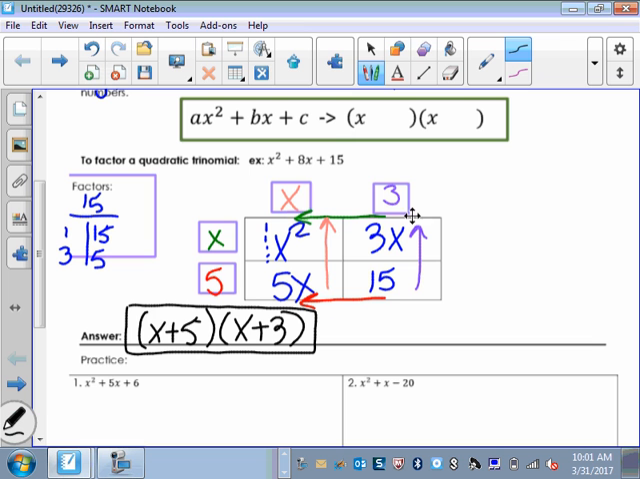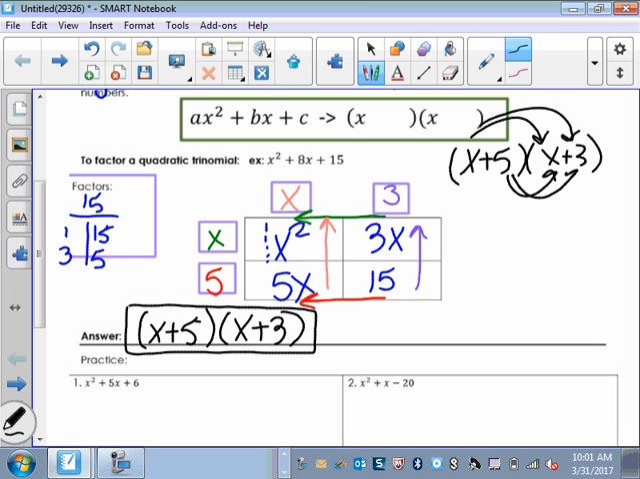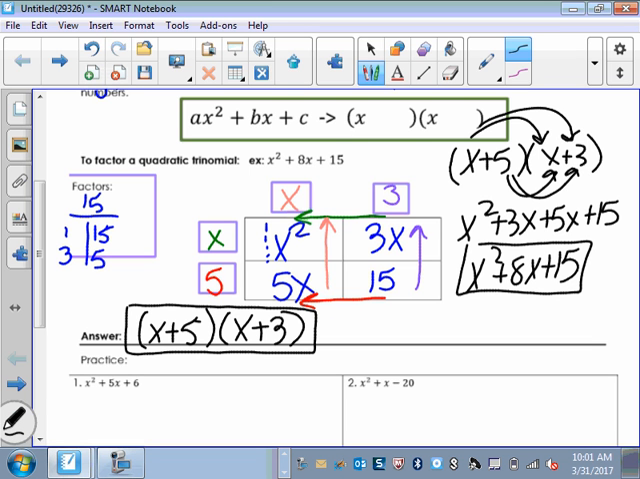Okay, so just to check, we can do FOIL or the box method to see if it actually is this expression at the top. So I'll do that on the side. So x times x is x squared, x times 3 is positive 3x, 5 times x is 5x, and 5 times 3 is 15. I combine like terms, so I get x squared plus 8x plus 15 as my final check, and it actually matches the original problem. So this answer is good to go.